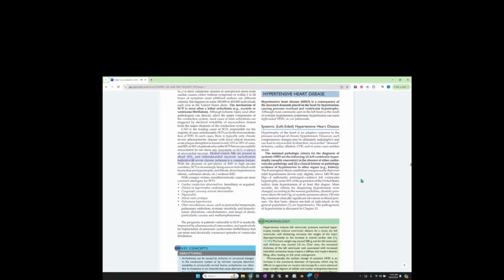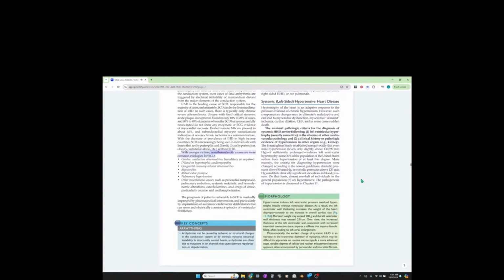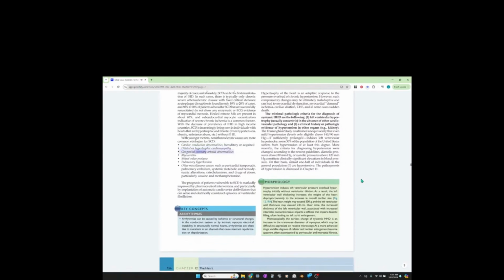With the decrease of prevalence of IHD in high-income countries, SCD is increasingly being seen in individuals with hearts that are hypertrophic and fibrotic without IHD. With younger victims, non-atherosclerotic causes are more common etiologies for SCD: cardiac conduction abnormalities, hereditary or acquired; dilated or hypertrophic cardiomyopathy; congenital coronary arterial abnormalities; myocarditis; mitral valve prolapse; pulmonary hypertension. Other miscellaneous causes include pericardial tamponade, pulmonary embolism, systemic metabolic and hemodynamic alterations, catecholamines, and drugs of abuse, particularly cocaine and methamphetamine.